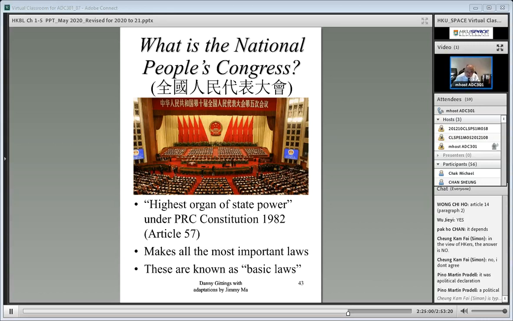What is the National People's Congress? We covered a bit of this when we looked at the Constitution. It's referred to as the highest organ of state power. It makes all the most important laws, and these laws are usually called basic laws. Basic laws, not the Basic Law of the Hong Kong SAR, but basic laws.